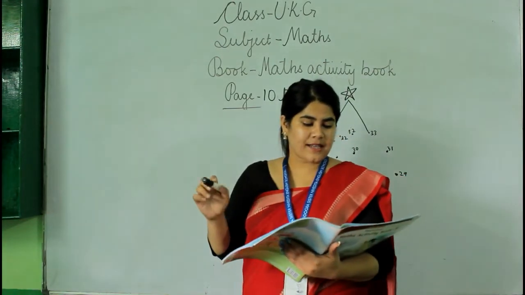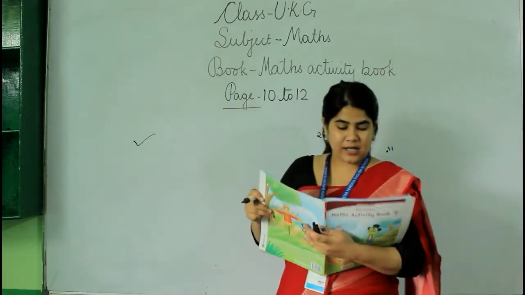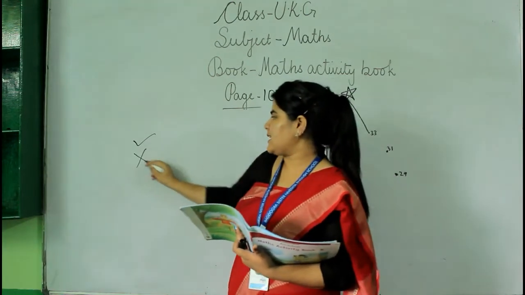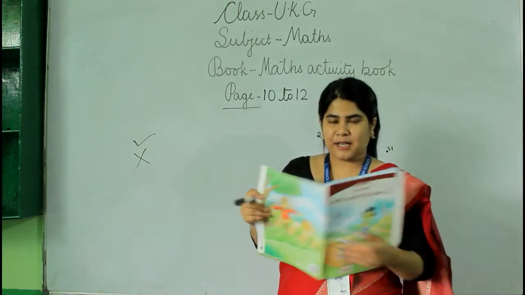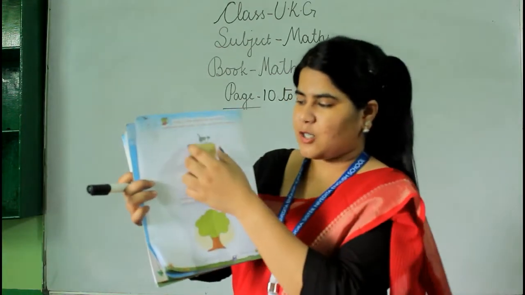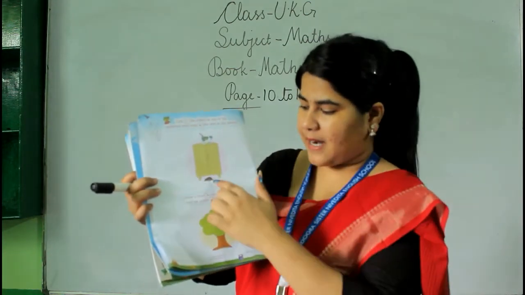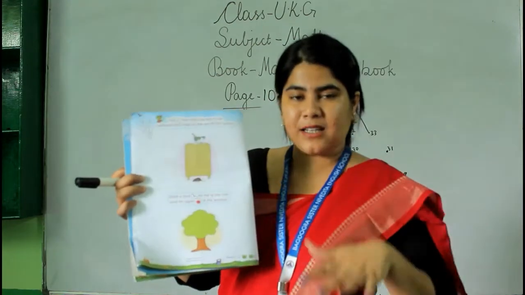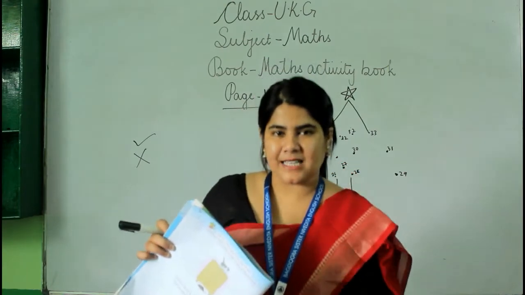The question is, tick the right object on top of the cupboard and cross the one at the bottom. This is tick and this is cross. In this picture, you can see that here is one cupboard and the cat is sitting at the top, and here the rat is sitting down, at the bottom, right? Top means high and the bottom means last, niche.